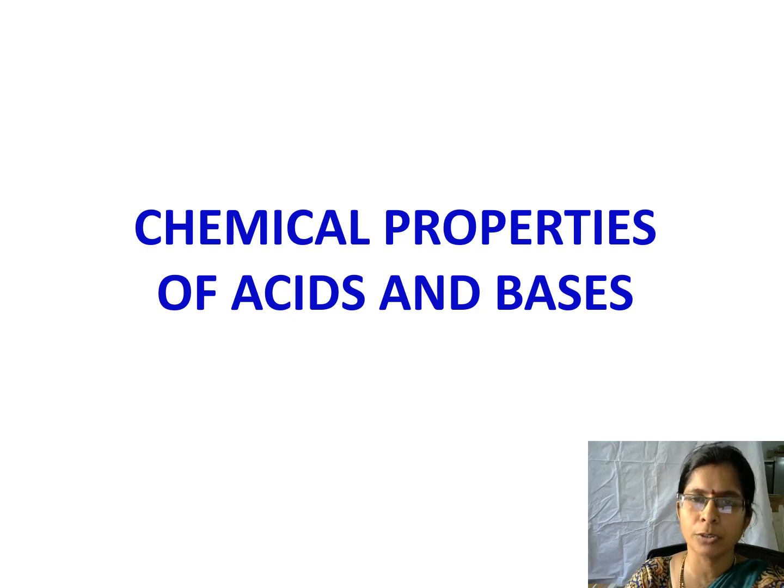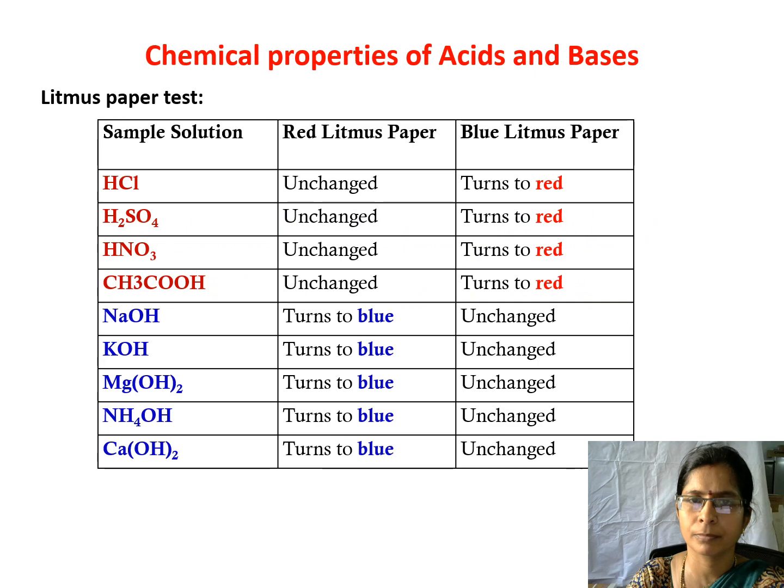Today in this module you are going to learn about chemical properties of acids and bases. Chemical properties of acids and bases can be known with a basic test of litmus paper. This litmus paper is available in two colors, red and blue. To conduct this litmus paper test, take sample solutions of few acids like HCl, H2SO4, HNO3, CH3COOH.